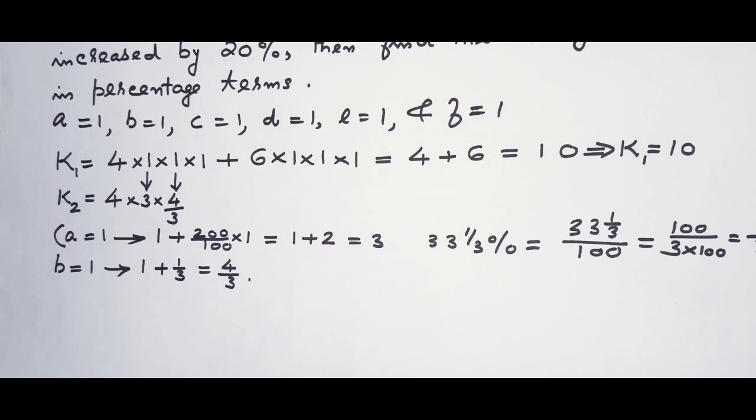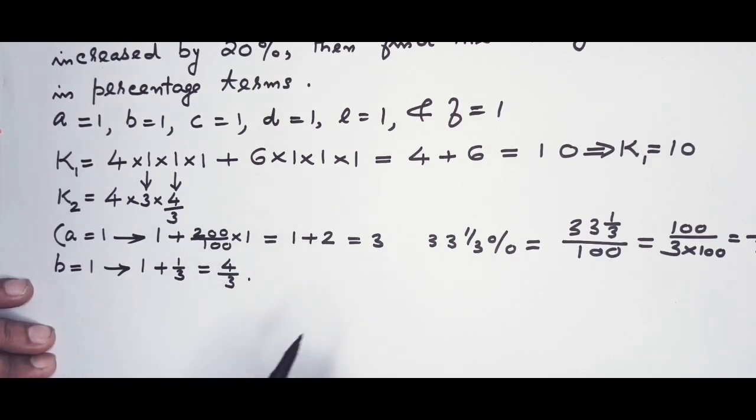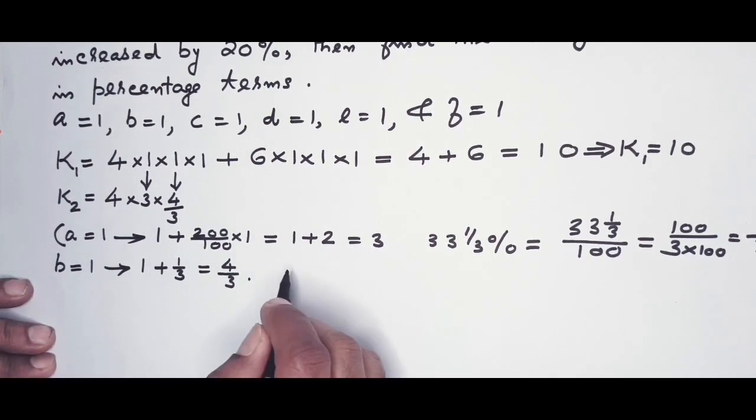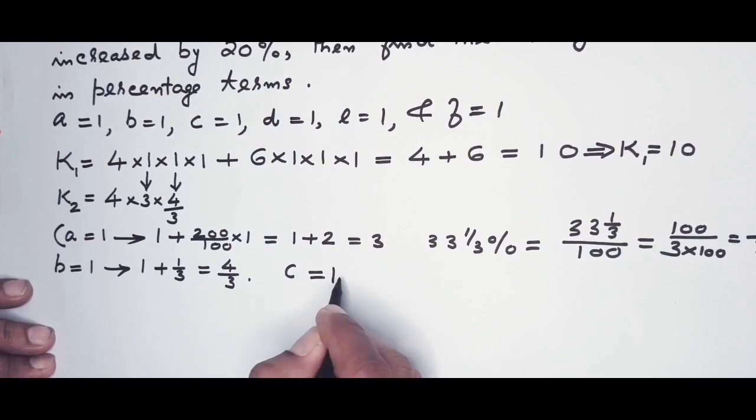Now the next variable is C. They say C is decreased to 75%. The original value of C is 1.